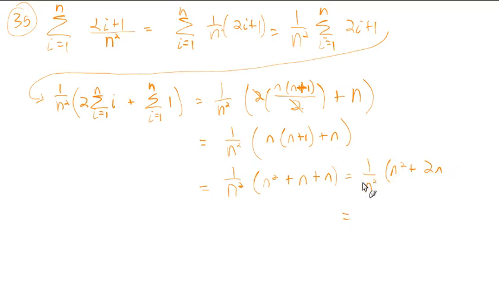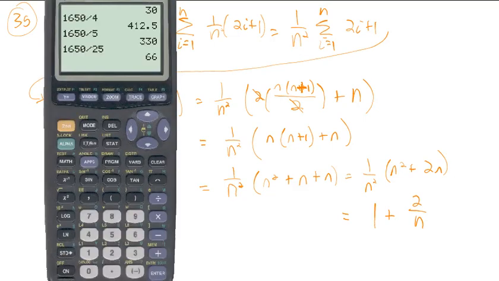So we can multiply this back in and get 1 over n squared times n squared is 1, plus 2n over n squared is just 2 over n. So all this became quite simple. And now what they want us to do is find this sum, which we used summation formulas to rewrite into this very simple expression. They want us to find the sum for n is 10, n is 100, n is 1,000, n is 10,000. So I'm going to pull up my calculator and do this for all of those numbers.